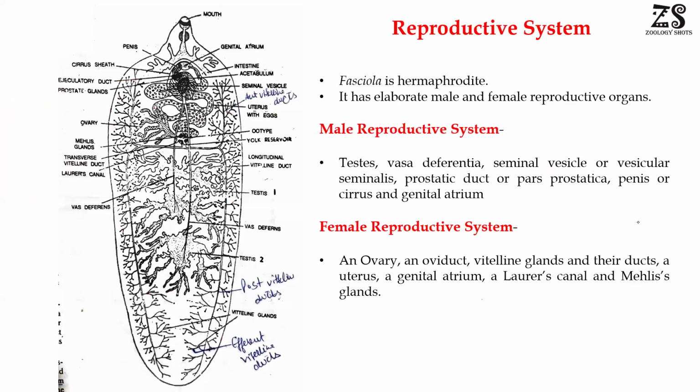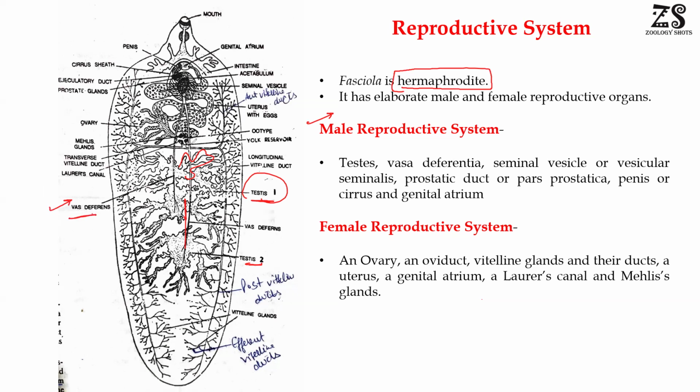Now let's discuss the reproductive system. The organism Fasciola is a hermaphrodite, meaning it consists of both male and female reproductive systems in one organism only. So the male reproductive system consists of your testes. These are the testes. They are branched, as you can see, and they lie one over the other in this way. The testes combine together and they open into a duct by vasa deferentia.